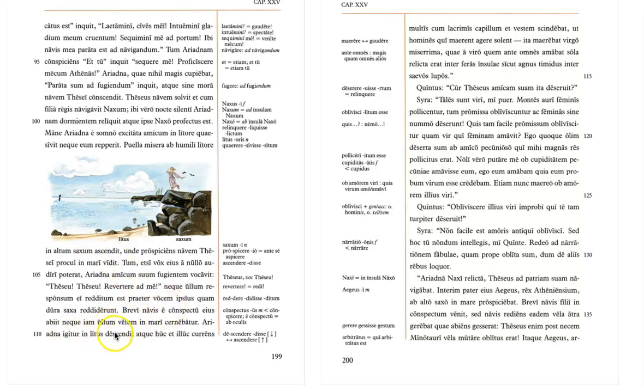Therefore, Ariadne descended back onto the shore. So she went back down to the litus. And then she was sort of pacing back and forth, so literally running back and forth, huc et illuc. And then she starts to shed many tears, multis cum lacrimis, capillum et vestem scindebat. And so both her hair and her clothes are filled with tears, cum lacrimis, as is a custom for those who are not happy, but sad or in grief.